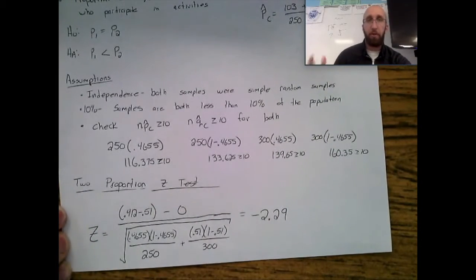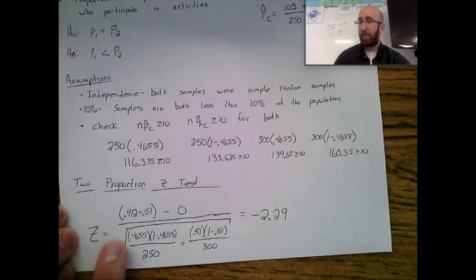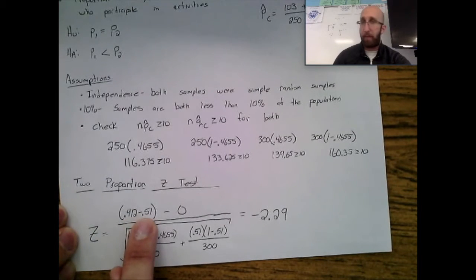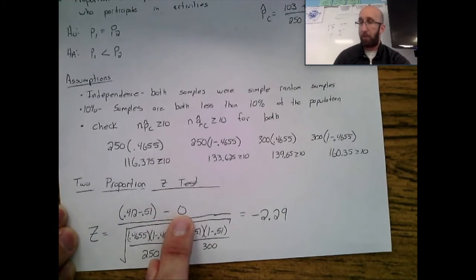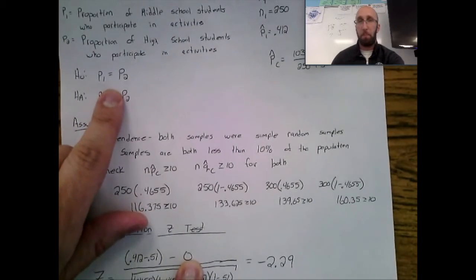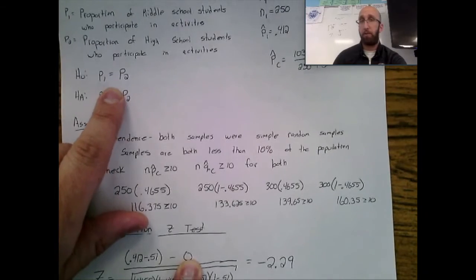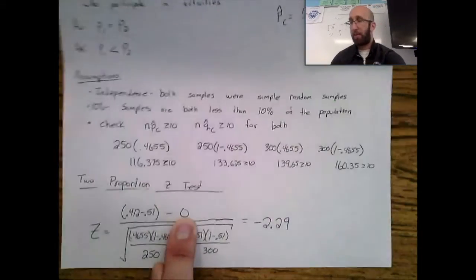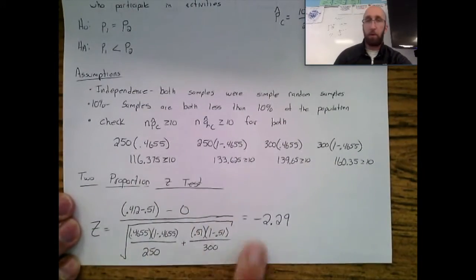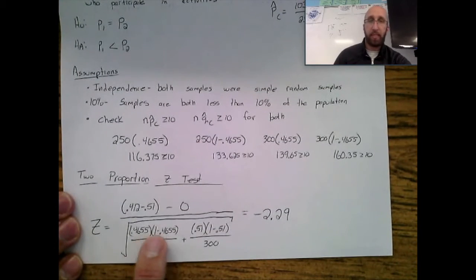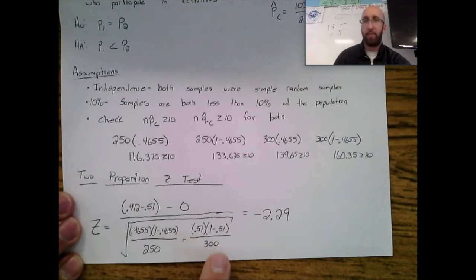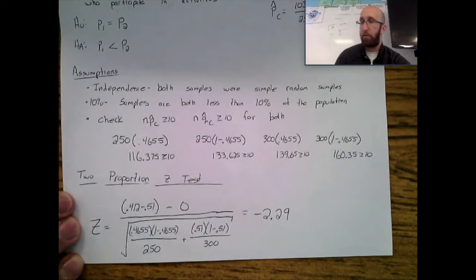Here is my formula with everything plugged in. z equals p hat 1 minus p hat 2, minus P1 minus P2. Because they're equal, even though I don't know the numerical values for P1 and P2, if they're equal and I subtract them, we get 0. On the bottom is quite a big square root: p hat c q hat c divided by n1, plus p hat c q hat c divided by n2. A little bit different standard deviation compared to a two-proportion z-interval.